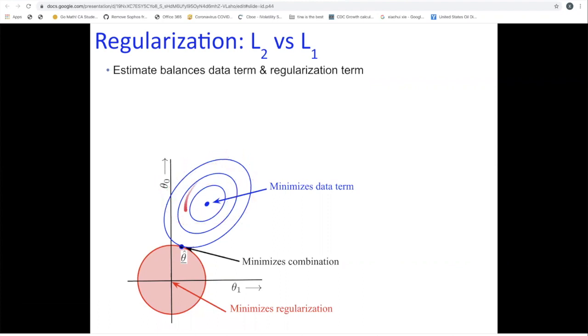Suppose this is the contour of the MSE. This is the center of the MSE. This is the optimal point without any regularization. Without any regularization, the optimal theta is going to be the center point here.